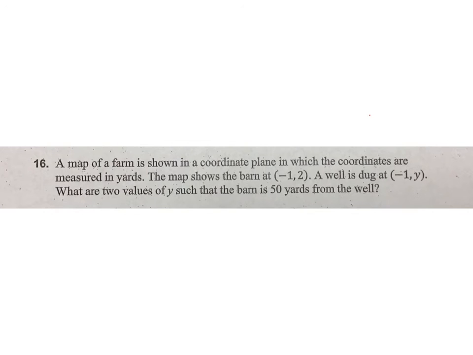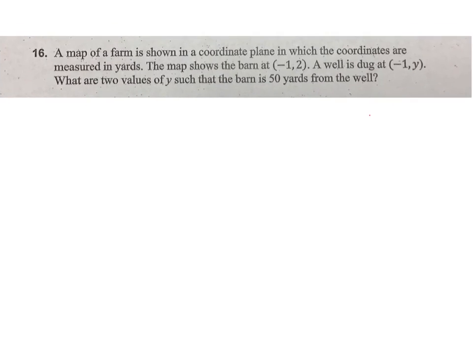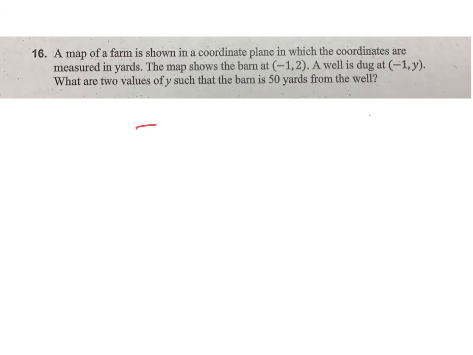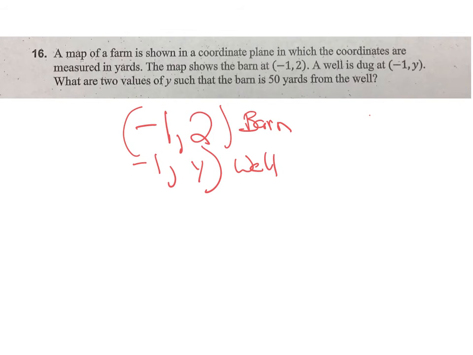All right, number 16. We have a map of a farm shown in coordinate planes, and the coordinates are measured in yards. And the map shows the barn at (-1, 2). So there's the barn. And a well is dug at (-1, y), we don't know what that is. So what two values of y are such that the barn is 50 yards from the well?